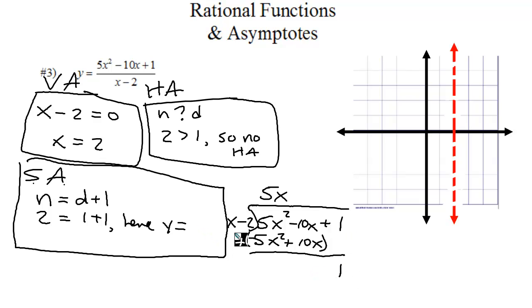How many times will x go into 1? It won't go into it. As soon as this exponent, which is technically a 0, is less than what you're dividing by, this exponent, which is a 1, everything left is a remainder. We don't even care about the remainder. All we care about is how many times it goes into it evenly. It goes into it evenly 5x times. Therefore, our slant asymptote is y equals 5x.